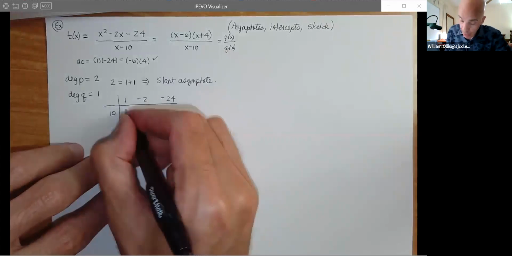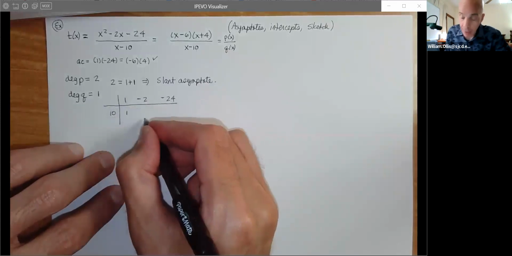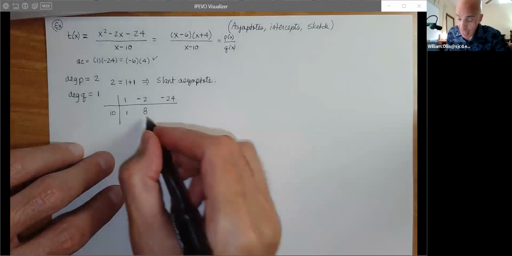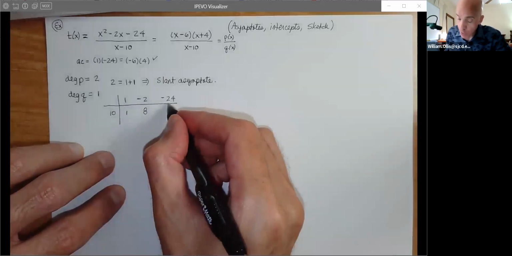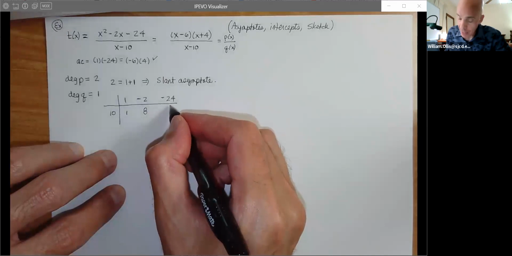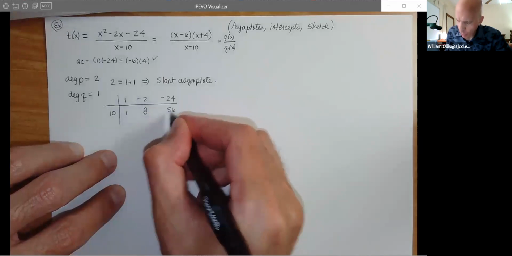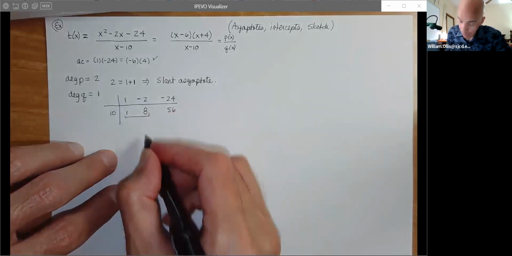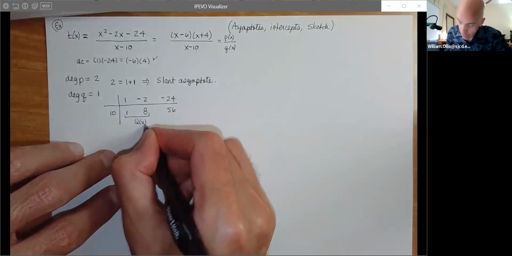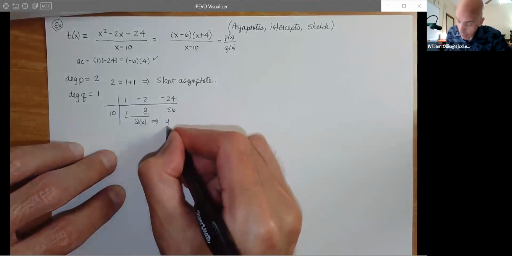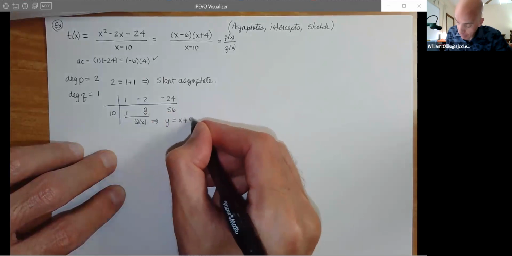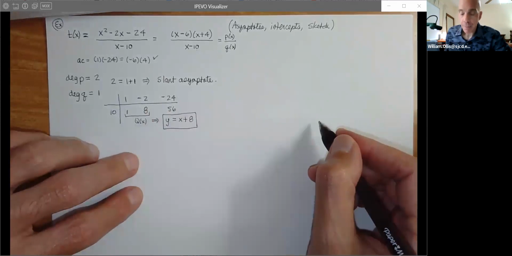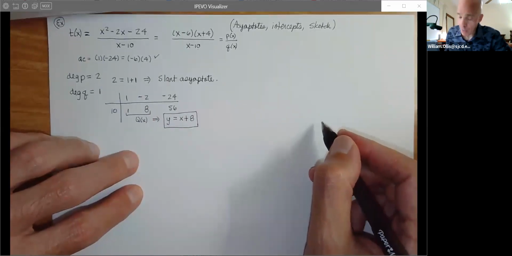So now bring the 1 down. 1 times 10 is 10. 10 plus -2 is 8. And then 10 times 8 is 80. And then if we add -24 and 80, we get 56. Well, we don't care about the remainder. We just want the quotient. There's the quotient right there. Quotient. So this implies y equals x plus 8. There's the slant asymptote. It's the quotient. The quotient is the slant asymptote.